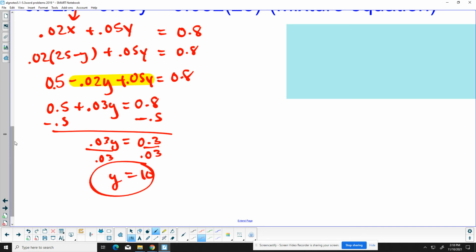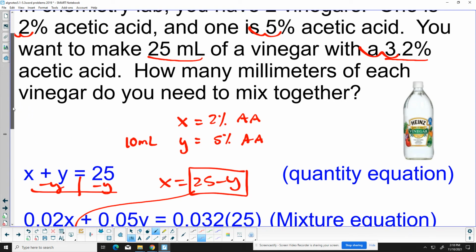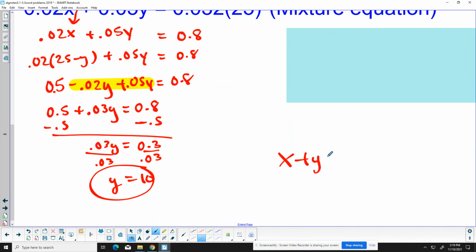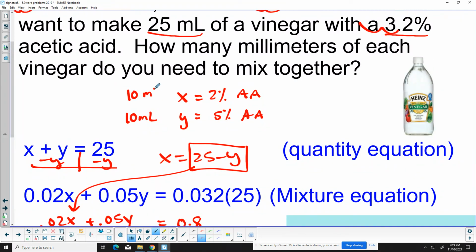So I have one of my answers. So the 5% solution needs 10 milliliters of this vinegar, the 5%. So then if I plug the 10 back in up here, I know it's the y. So x plus y equals 25. If I put that 10 in there for y, because I just came up with it, and I subtract on both sides, x is 15. So that means that I need 15 milliliters of the 2%, and I need 10 milliliters of the 5%. And it adds up nicely, so it totally works.